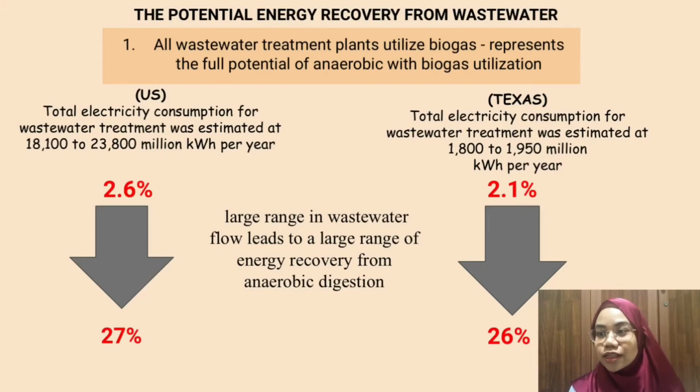Therefore, the first way is all wastewater treatment plants utilize biogas, which represents the full potential of anaerobic digestion with biogas utilization. In the US, total electricity consumption for wastewater treatment plants was estimated at 18,100 to 20,800 million kilowatt-hours per year. Therefore, by using treatment plants that utilize biogas, the US can decrease the amount of electricity consumption from 2.6% to 27%. Meanwhile, in Texas, the total electricity consumption for wastewater treatment was estimated at 1,800 to 1,950 million kilowatt-hours per year. In Texas, they can save up to 26% from 2.1%.